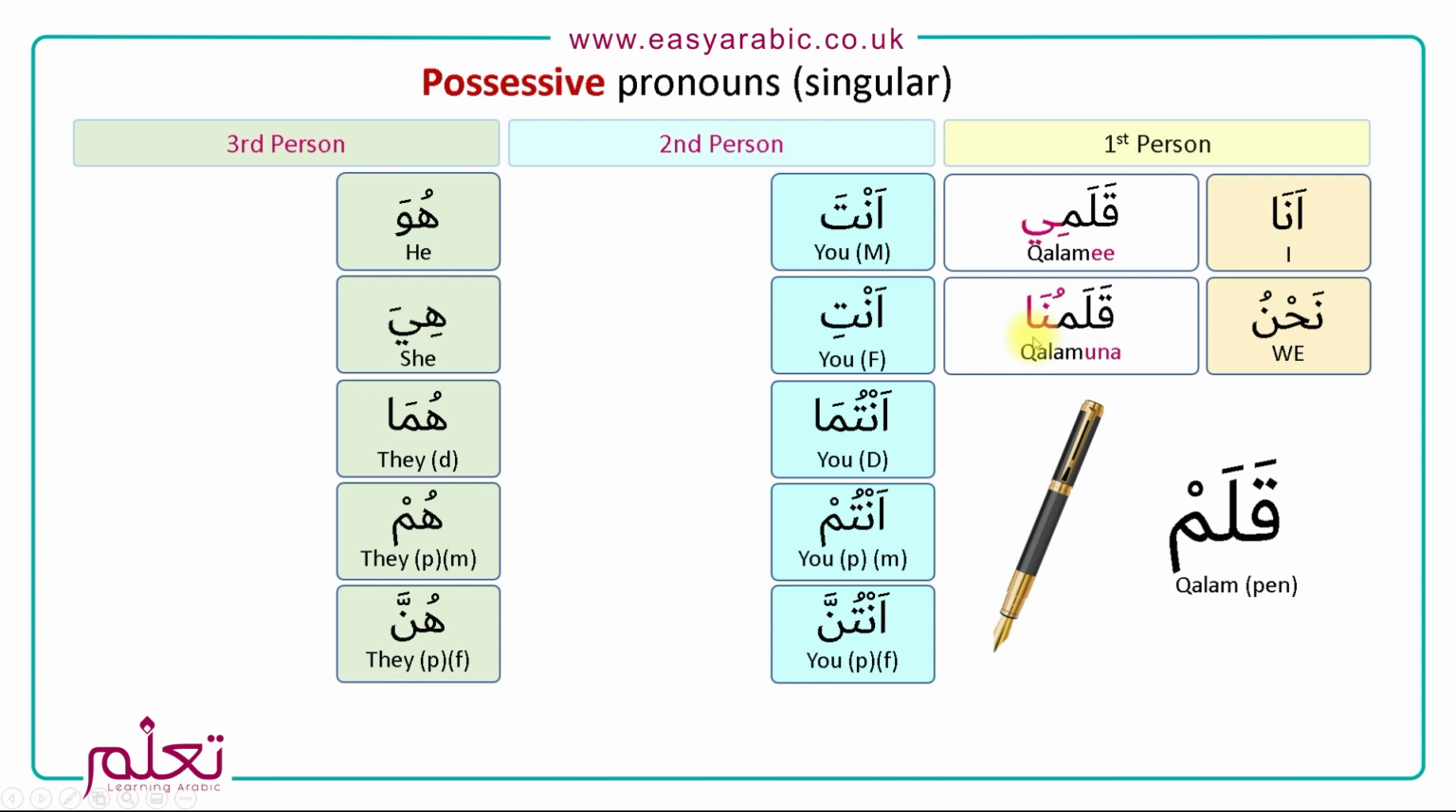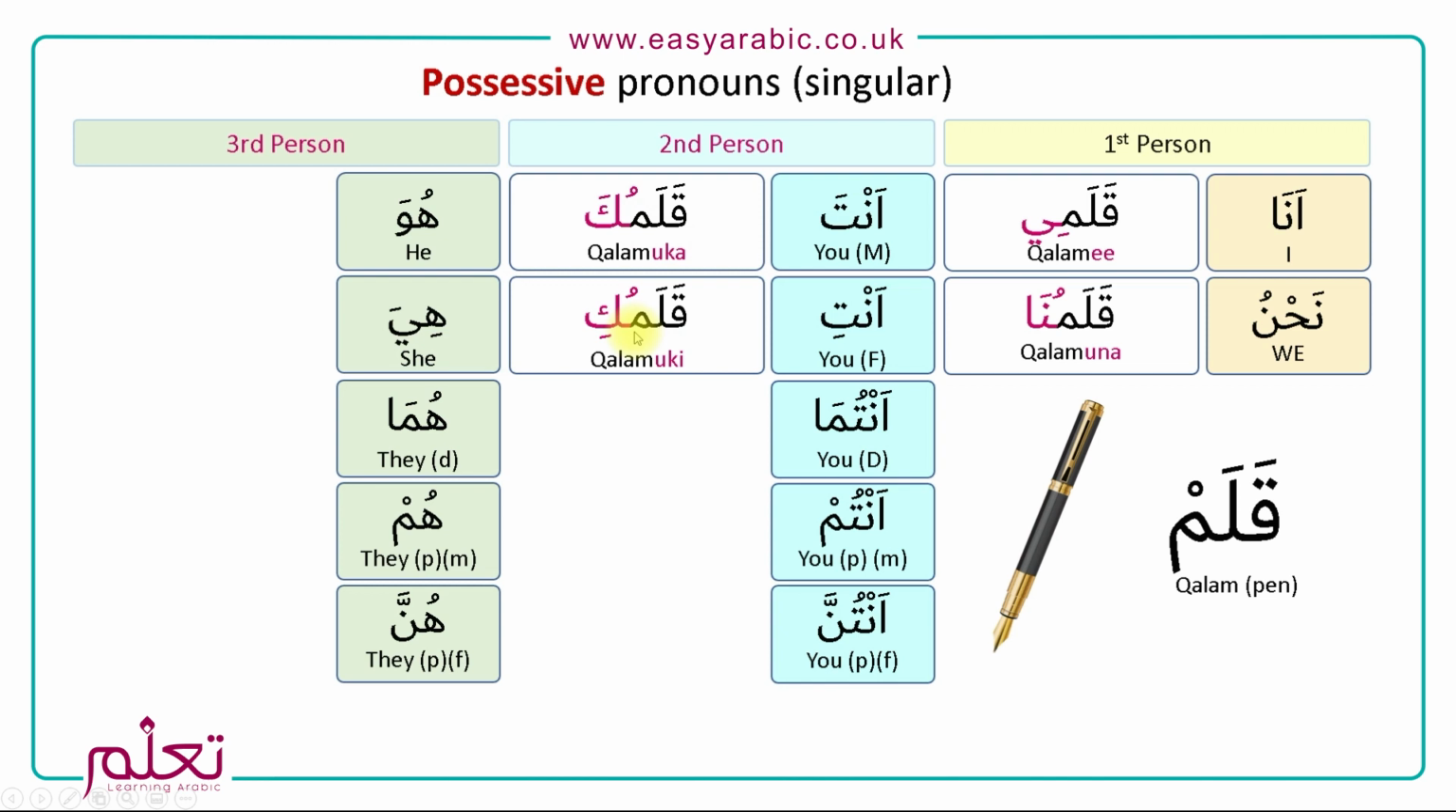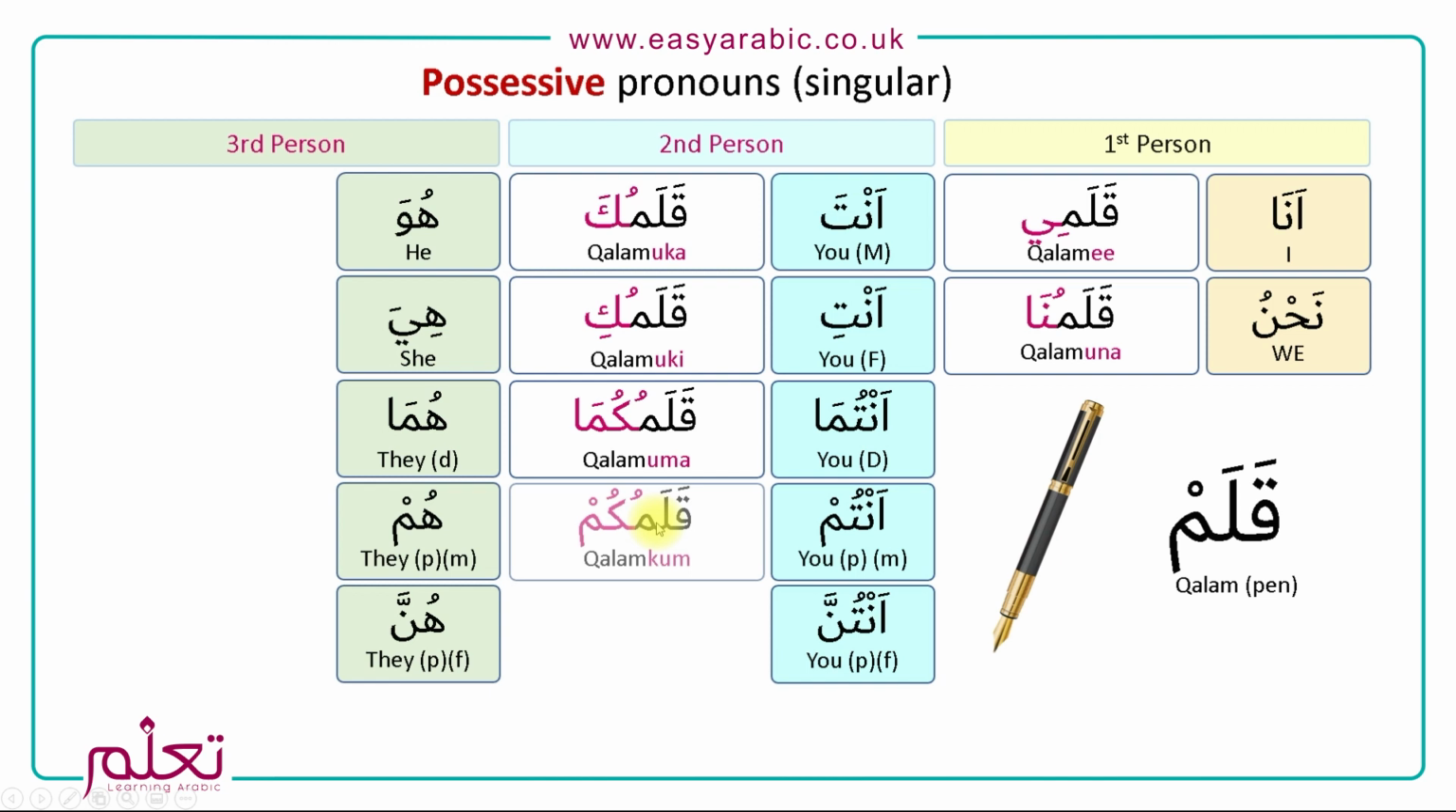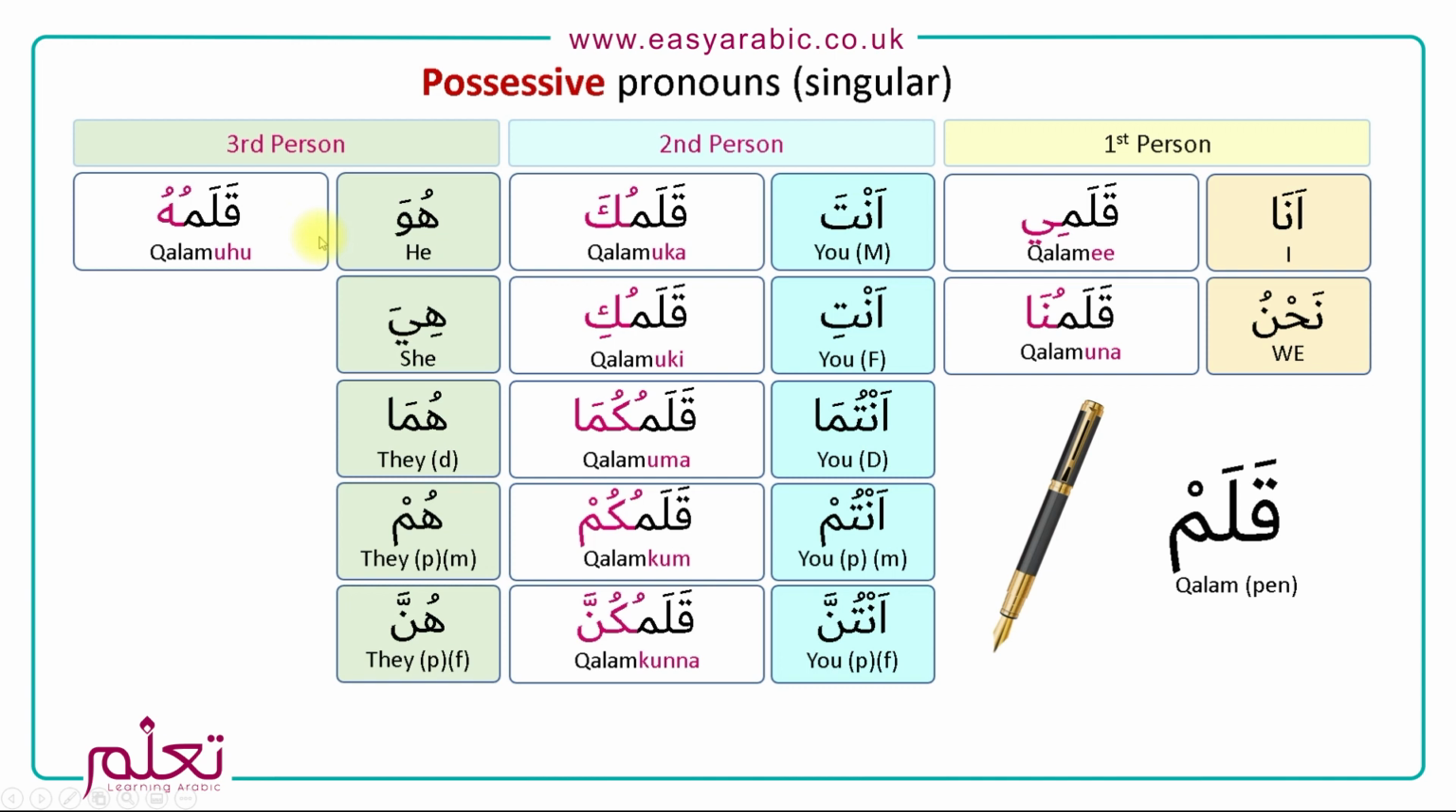Then we have qalamuki, qalamukuma, qalamukum, and qalamukunna. Then we have third person, which is his pen, it'd be qalamuhu. Her pen would be qalamuha. And theirs, qalamuhuma, and their plural will be qalamuhum.